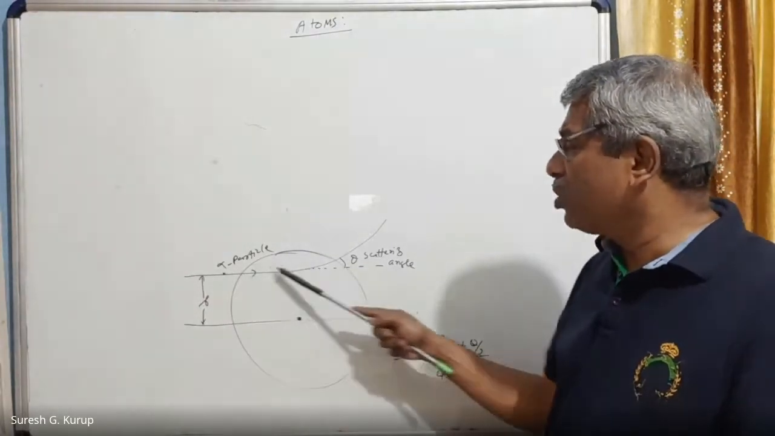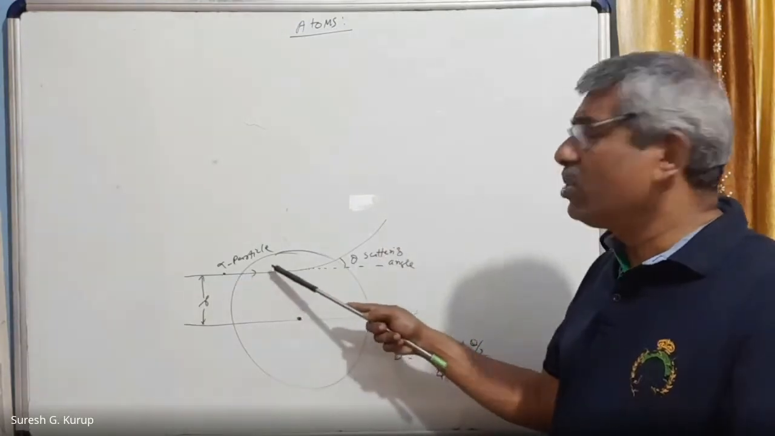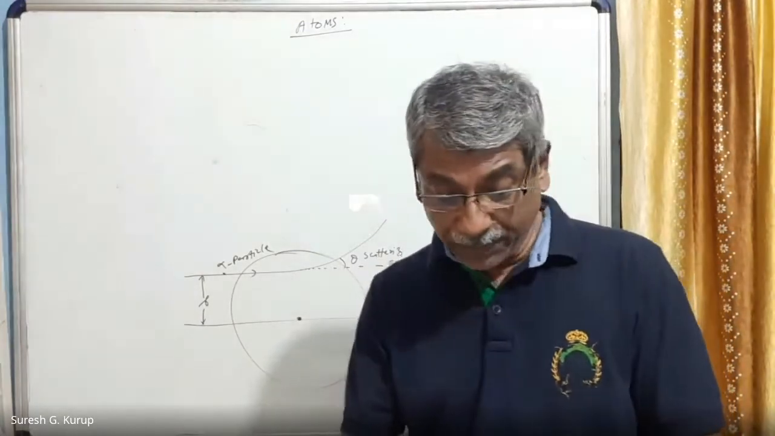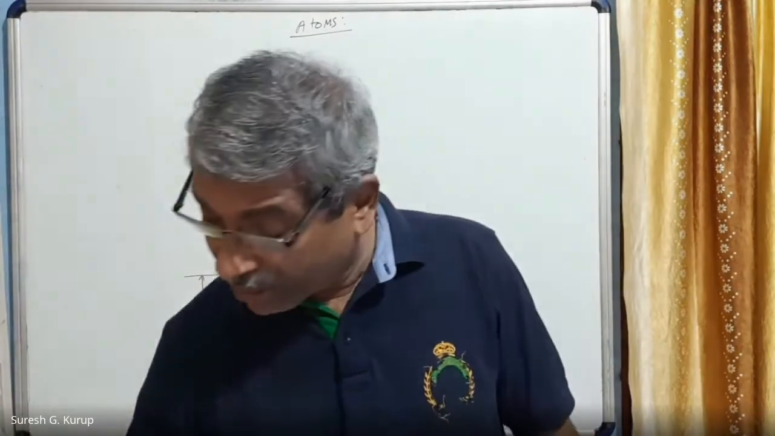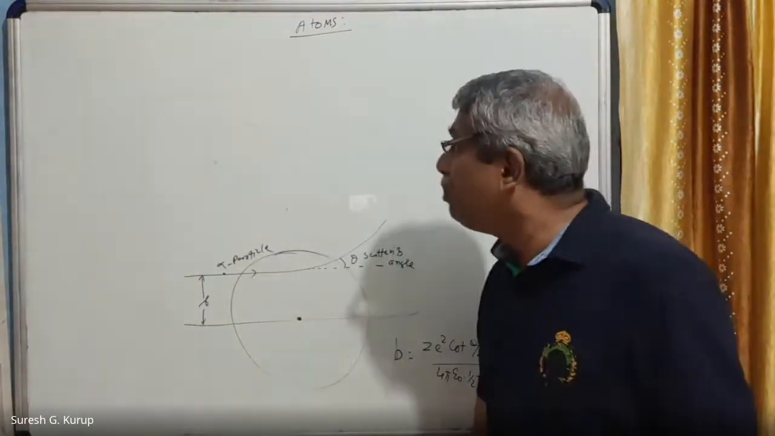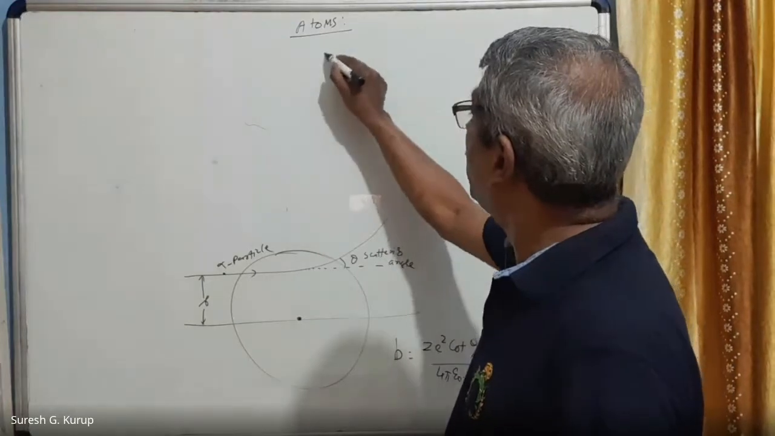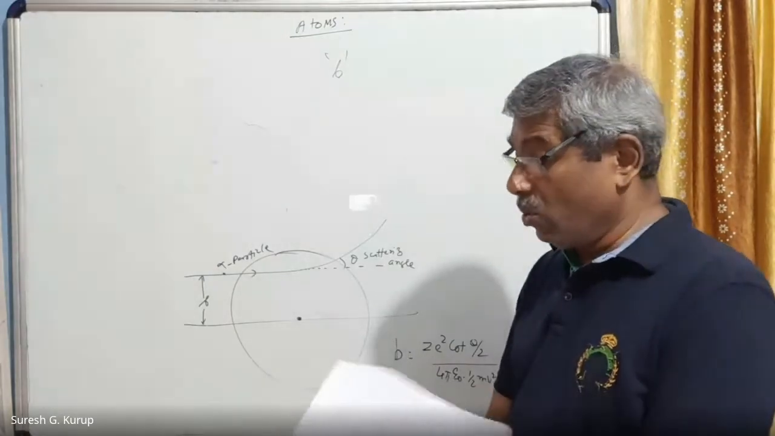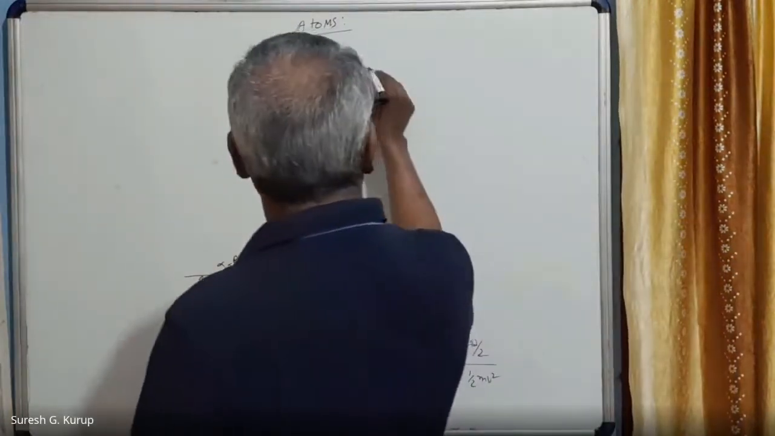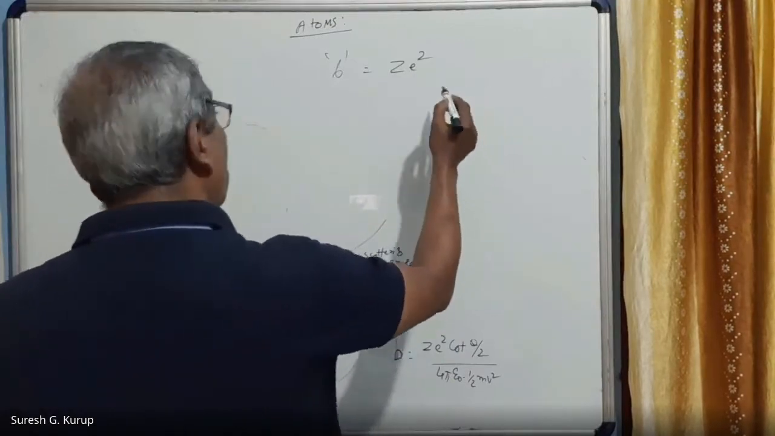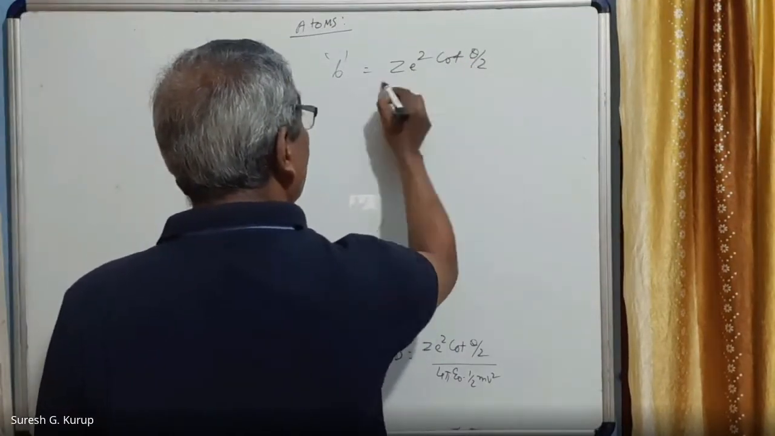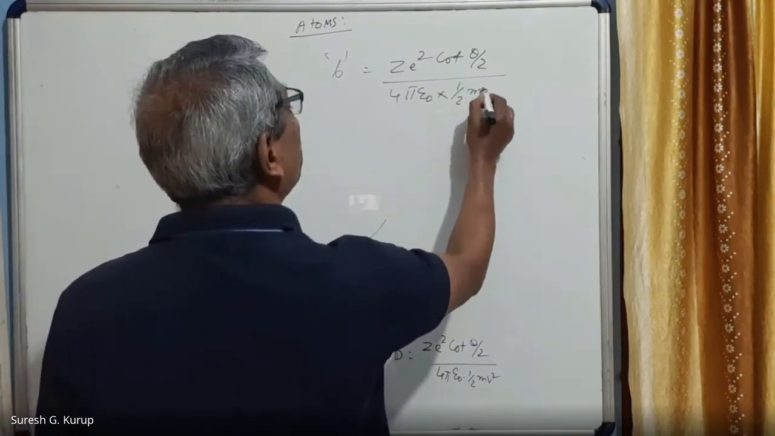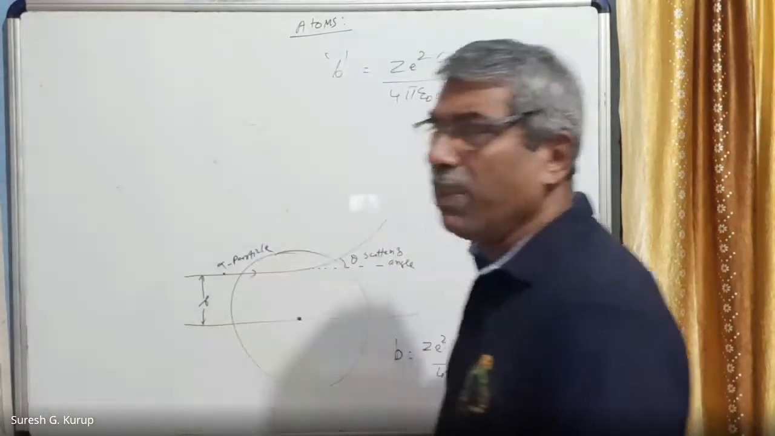Here the alpha particle is moving or traveling with the velocity v. And this distance from the center of the nucleus of the atom is what is called the impact parameter, denoted by b. Right? Impact parameter is found to be b = Ze square cot theta by 2, the whole divided by 4 pi epsilon 0 into half mv square. This is what is called impact parameter.